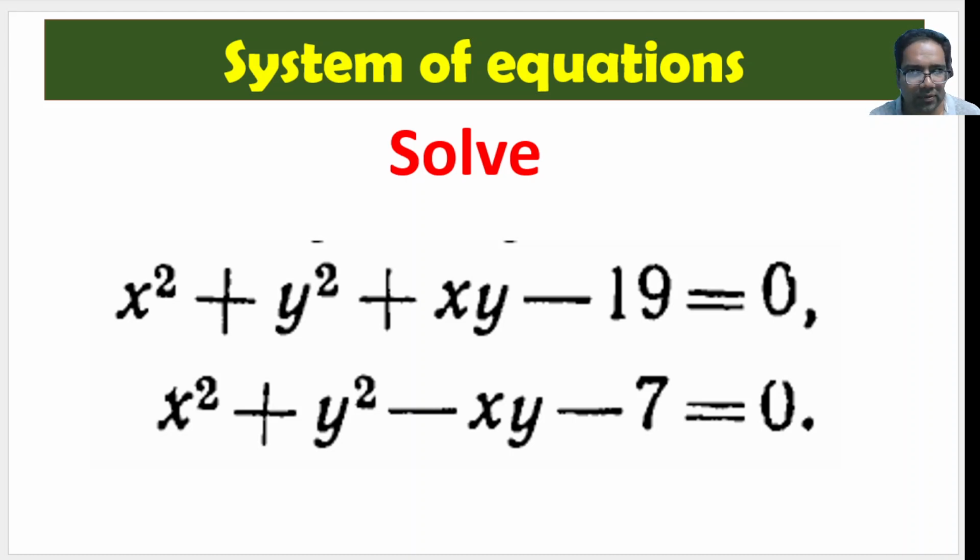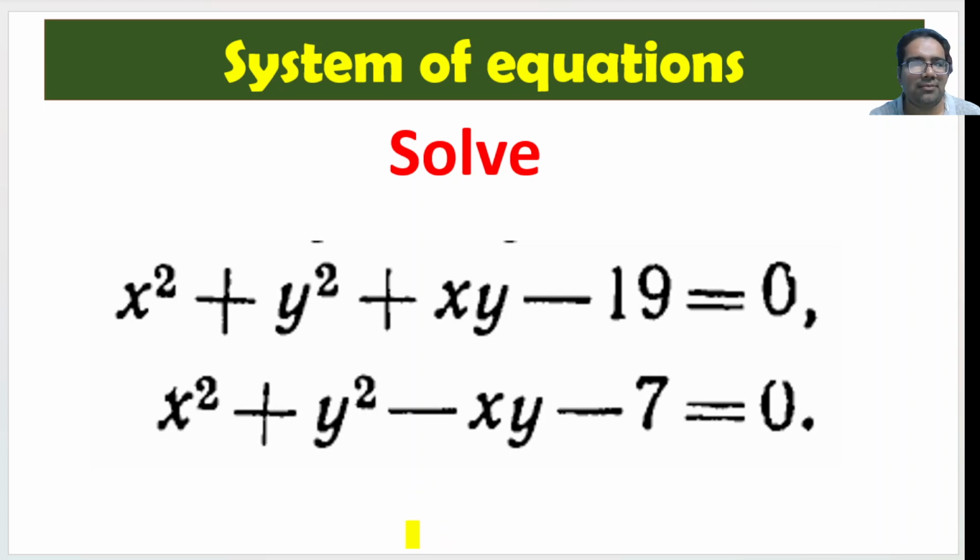In this problem, we are given x² + y² + xy − 19 = 0 and x² + y² − xy − 7 = 0. We have to solve these two system of equations. If we notice, there's actually some similarity between these two equations. There is x², there's y², and there is +xy and −xy in both the equations.